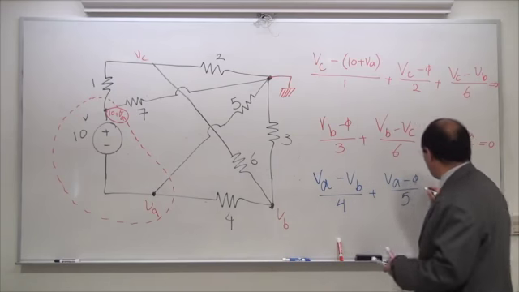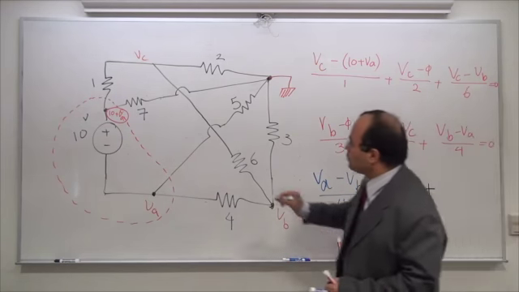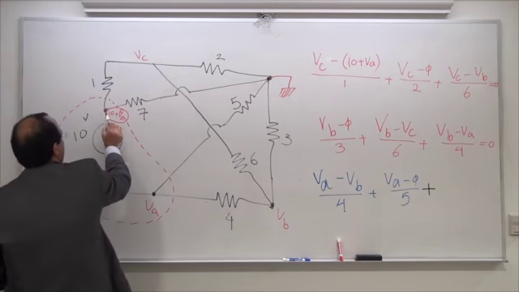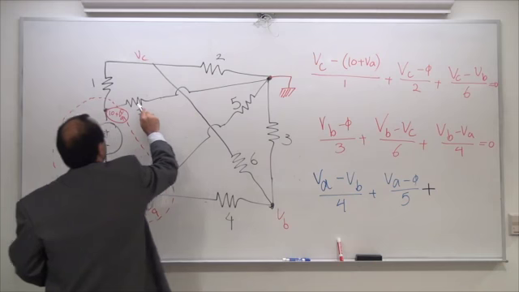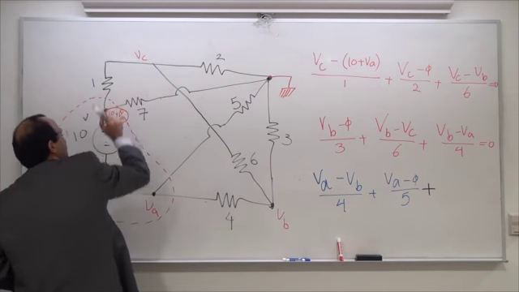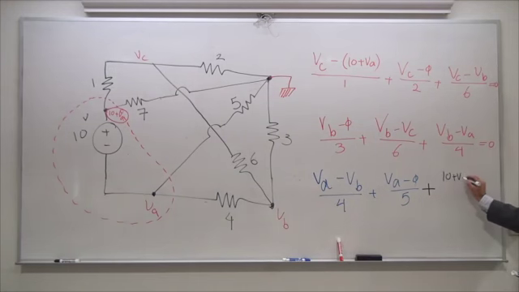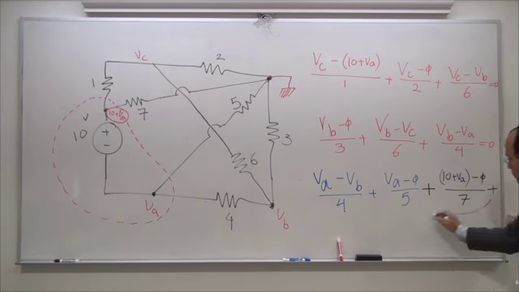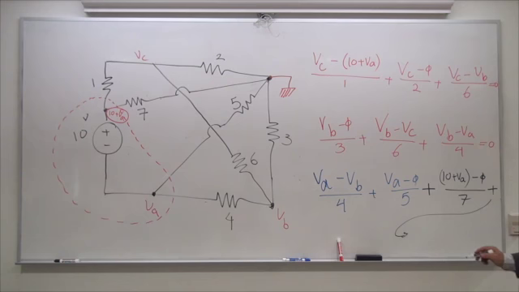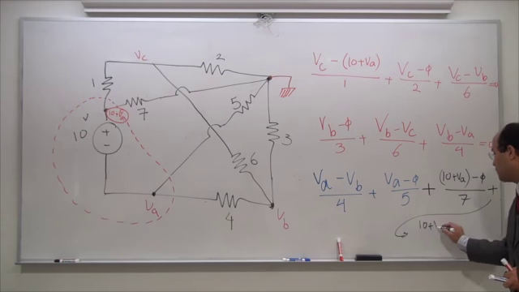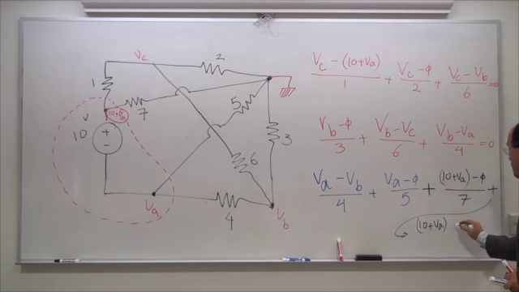But you need to continue. You need to continue for these two. 10 plus VA and 0 and 7. 10 plus VA and VC and 1. 10 plus VA and 0 and 7, plus, please continue. This is the way we are going to continue. 10 plus VA minus VC divided by 1 equal to 0.